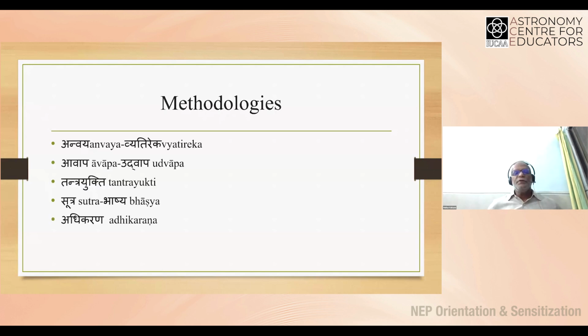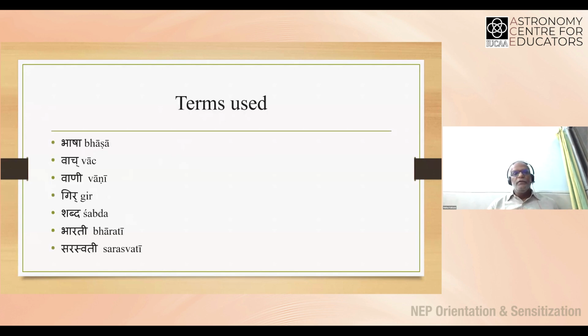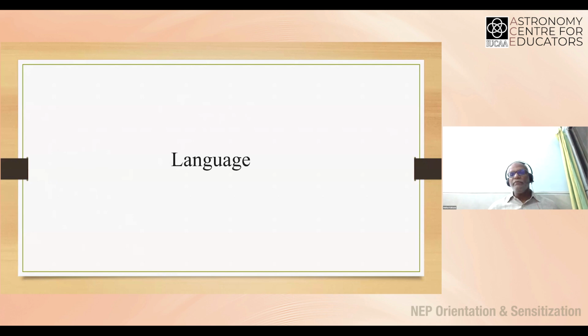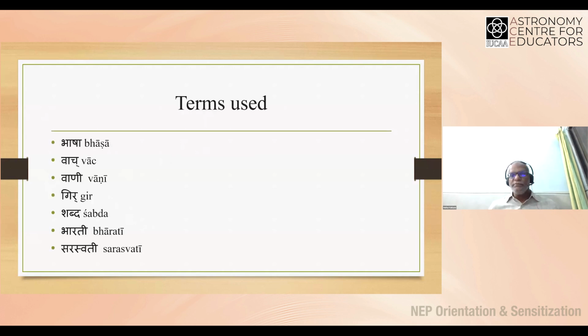So we also talked about certain methodologies that are discussed in the Paninian grammatical tradition. Anvaya Vyatireka is the one, Avapa Udvapa, Tantra Yukti, Sutra Bhashya style, and Adhikarana style. We started dealing with language as a phenomenon, language as a subject of study, and first of all, we looked at various aspects of language. We said that the language, according to the Indian thinkers, has got multiple facets.